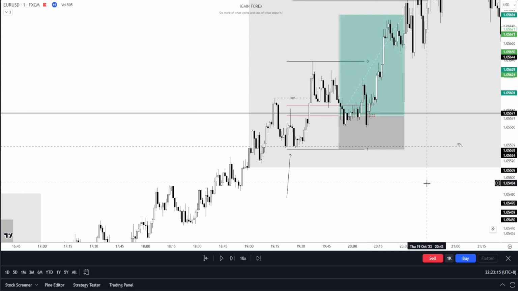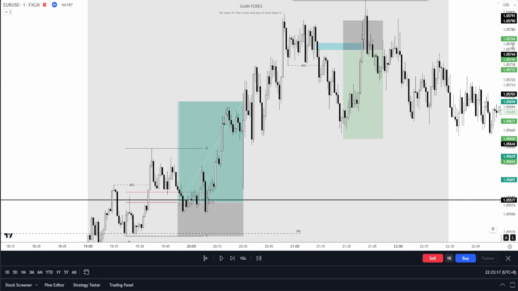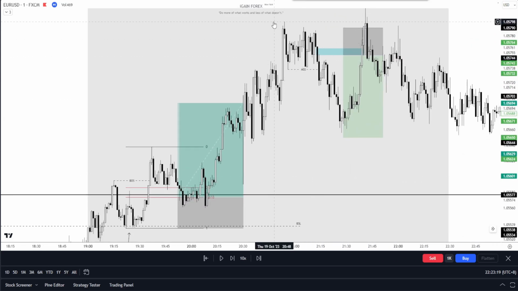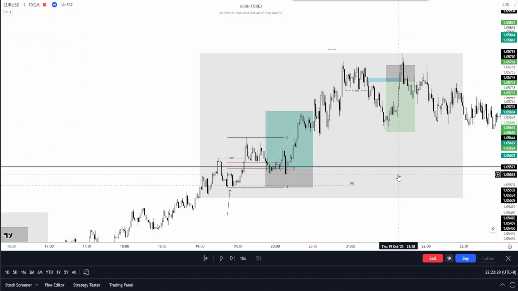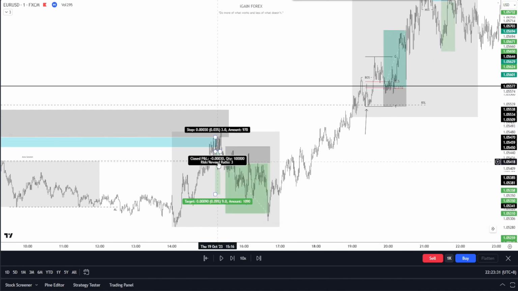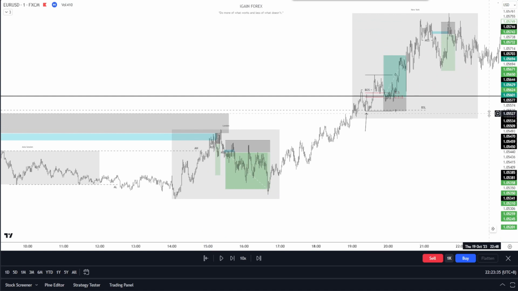There. Then the last trade of the day, this market structure shift happened again here, and then this fair value gap, we get stopped out again at this area. So Thursday we have 2 wins and 2 losses here.